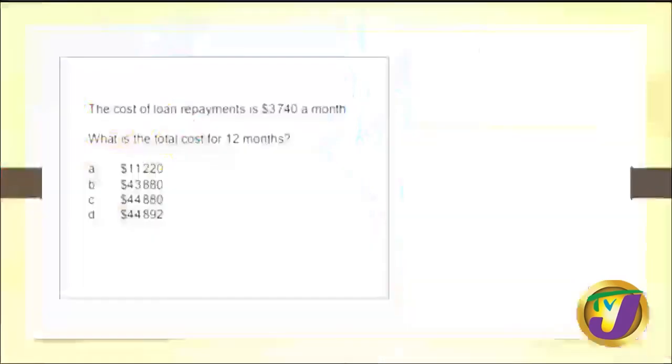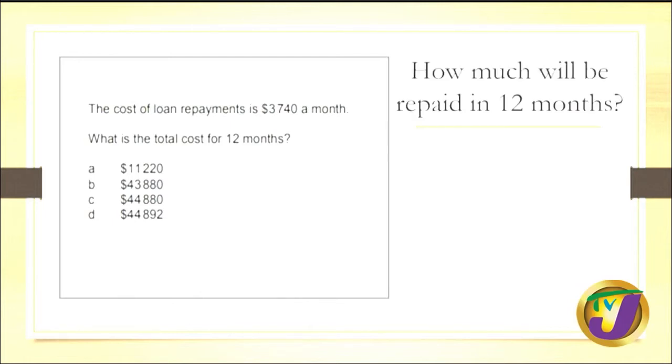Let's read this question together. The cost of loan repayments is $3,740 a month. What is the total cost for 12 months? All right, so what do you know here? What information is given? They're asking how much will be repaid, but the information that's given is what you will pay each month. So if you're paying $3,740 each month, you have two options. You could add 3,740 12 times. It will give you the answer, but it is not the most efficient way.